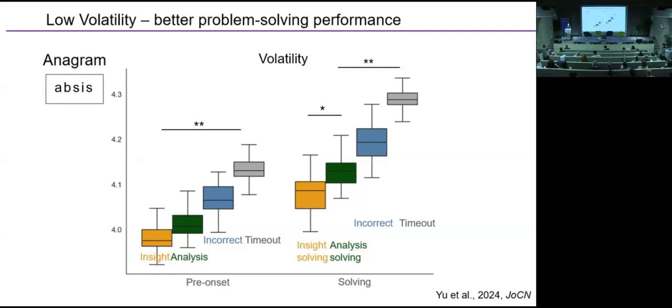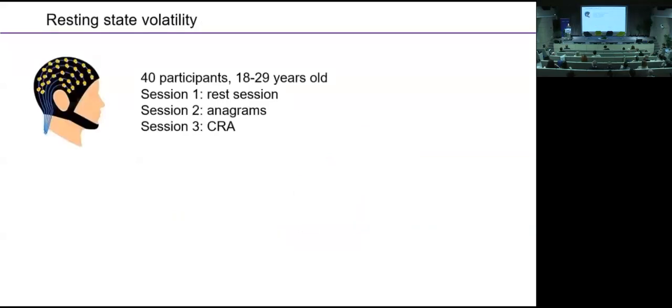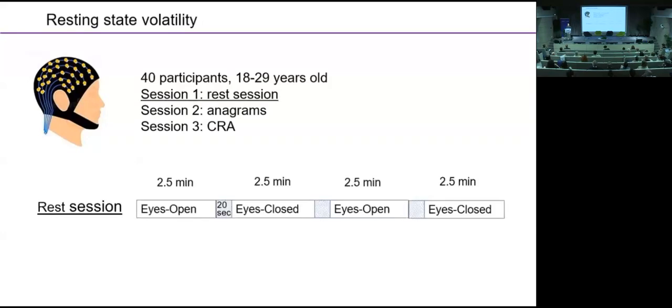we started to wonder, does the individual difference in volatility also predict your problem-solving ability? So luckily, in this large project, we actually collected resting state EEG data from the same group of people, and they were collected on separate days from those anagram and CRA problems. Each resting state has 10 minutes of EEG data, alternating between eyes open and eyes closed conditions.